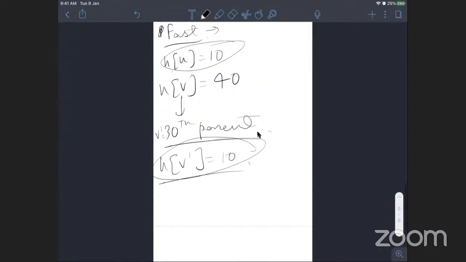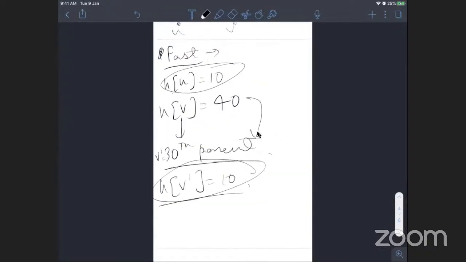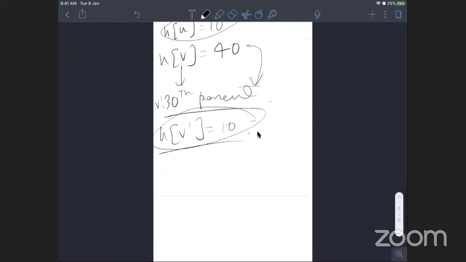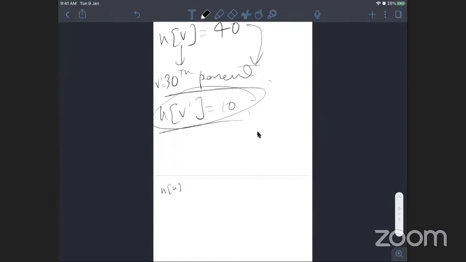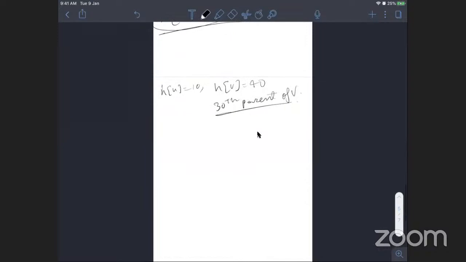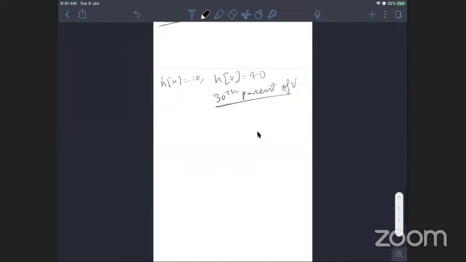Can you do this movement fast? That's the first question. Let's say we know that the height of U is 10 and we know that the height of V is 40. Now we want to find the 30th parent of V. Can we find this 30th parent of V fast? Okay, that's the question.